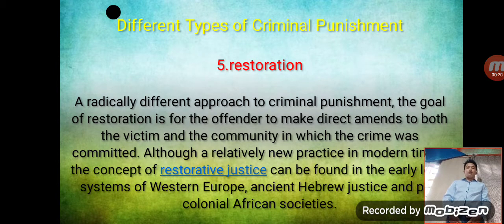The goal of restoration is for the offender to make direct amends to both the victim and the community in which the crime was committed. Although a relatively new practice in modern times, the concept of restorative justice can be found in the early systems of Western Europe, ancient Hebrew justice, and pre-colonial African societies. So, restorative justice responds to criminal behavior by focusing on lawbreakers' restoration and the resolution of the issues arising from a crime, in which victims, offenders, and the community come together to restore harmony between the two parties.